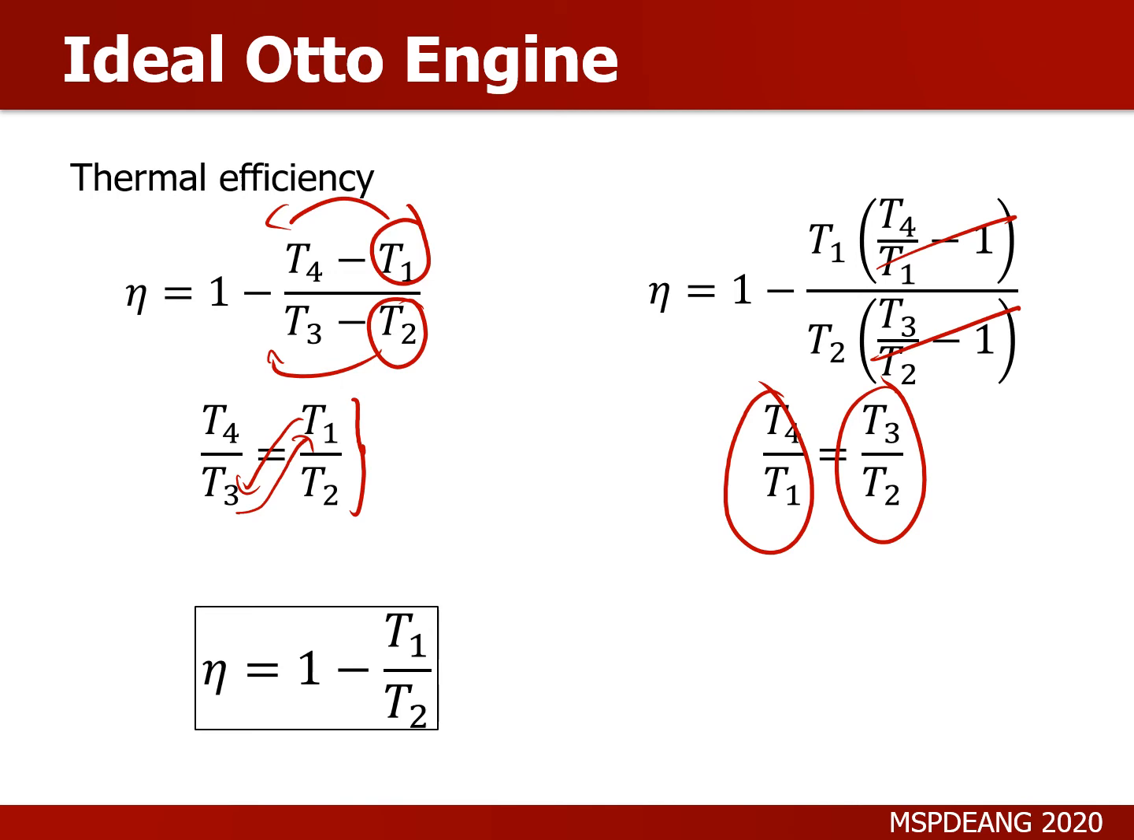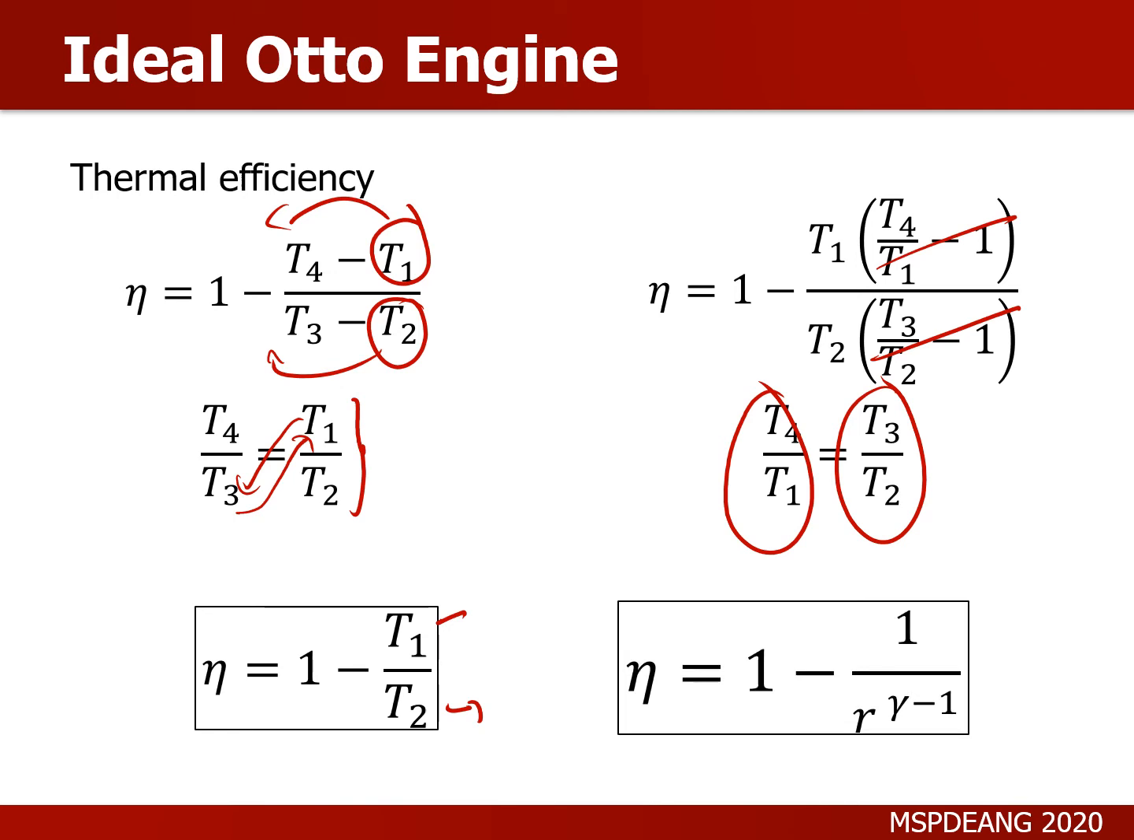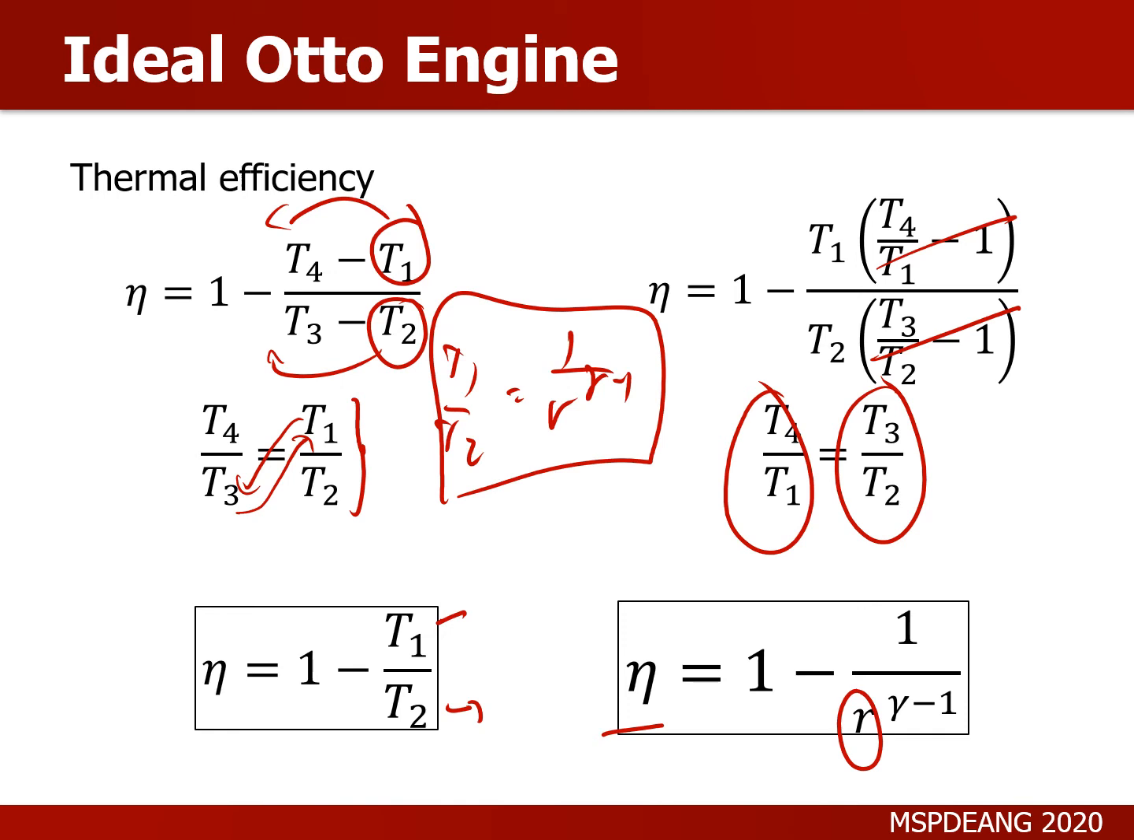So it's similar to the Carnot cycle. However, you can also express T1 and T2 in terms of your compression ratio such that the thermal efficiency is also equal to 1 minus 1 over R raised to gamma minus 1, since T1 over T2 is equal to 1 over R raised to gamma minus 1, which we have also previously derived. With this, the thermal efficiency of the Otto engine is simply a function of the compression ratio. And the higher the compression ratio, the higher the thermal efficiency of your cycle.